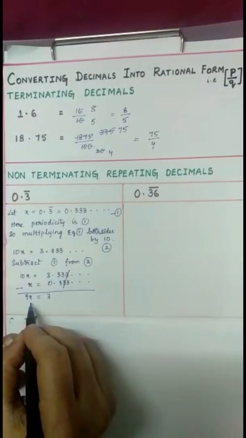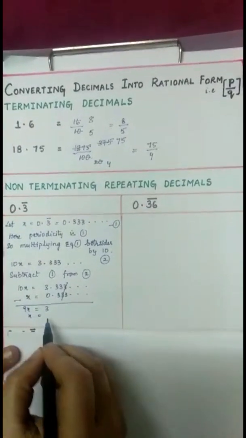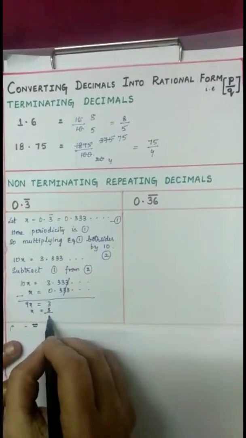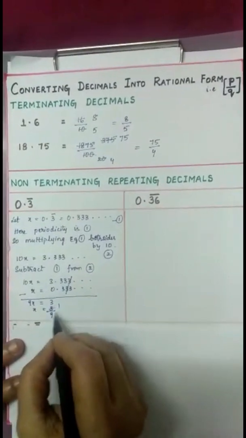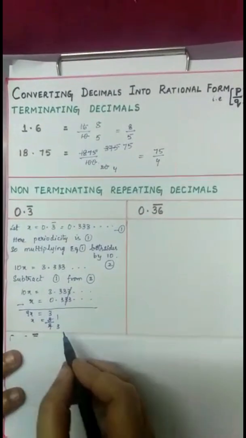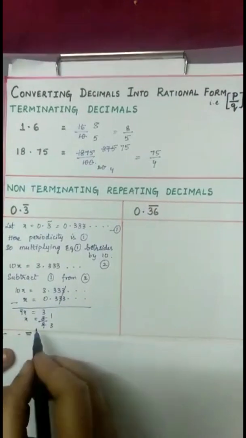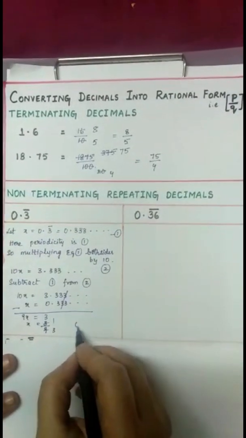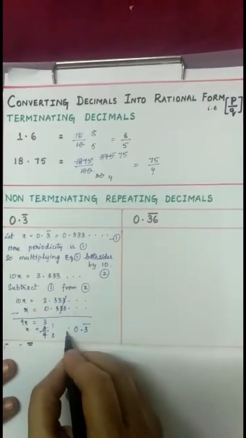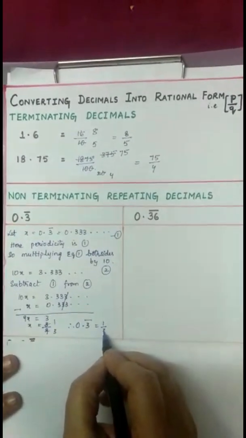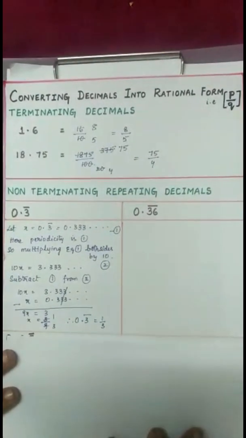Here 9 is multiplied by x. If you transpose 9 to the right side, it will divide. That is 3 by 9. If you simplify, 3 ones are 3, 3 threes are 9. So we get the x value as 1 by 3. This x is nothing but 0.3 bar. Therefore 0.3 bar is equal to 1 by 3, which is in the form of p by q.